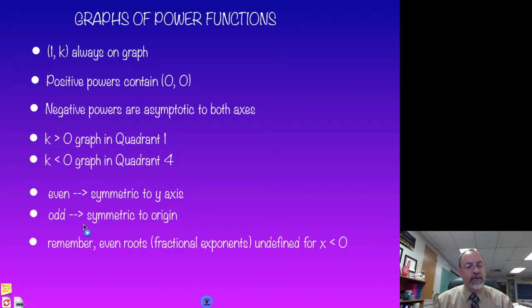And finally, remember that even roots, if you have an even root, there is no graph in the negative x values. So it's undefined for x values less than 0, so there isn't going to be a graph on that side of the y-axis.